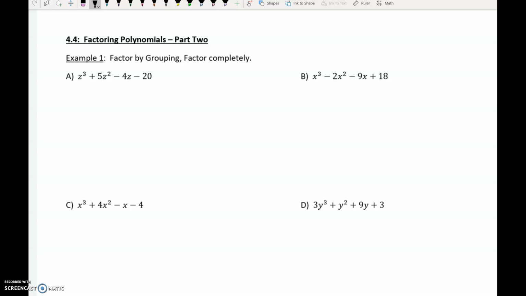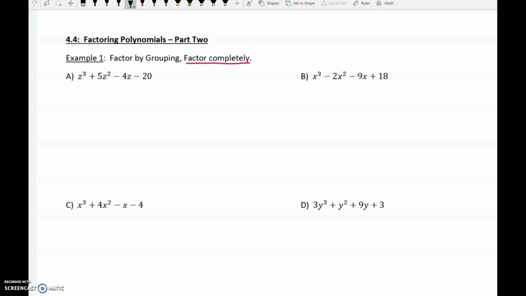Today we're going to be factoring by grouping and factor completely. Remember, when you see the term factor completely, that usually means that there's more than one factoring step involved. So we're going to have to, in this case, factor by grouping and then look to see if we're done or not.